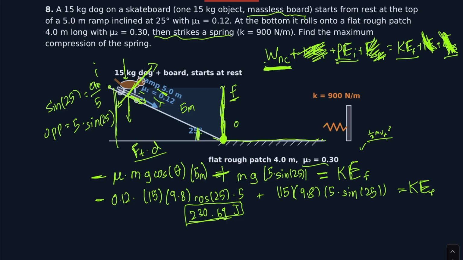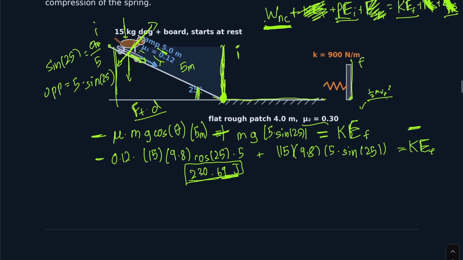Okay, so this is what our initial energy is, and this is going to be equal to our kinetic energy final. So then we start the second step, okay? Over here, we have 230.69 joules. So now this is our initial point, this is where we start. Then where's our final? At this spring over here. So what energy do we have initially?